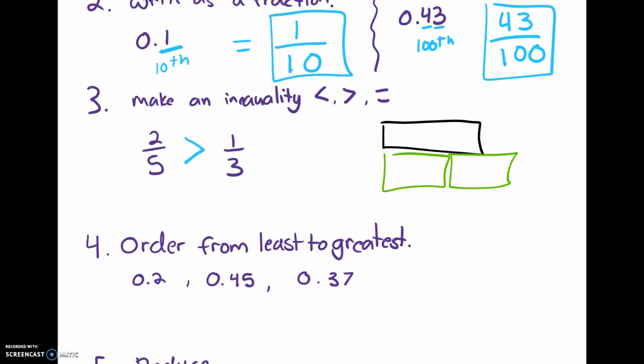Another way to do it would be to make them have the same denominator, and then you can compare that way. So comparing 3 and 5, their common denominator would be 15. So we'd multiply both these times 5, and we'd multiply both these times 3. So we would end up with 6 over 15 and 5 over 15. And we can see 6 over 15 is greater. So either way, your answer would be greater than.